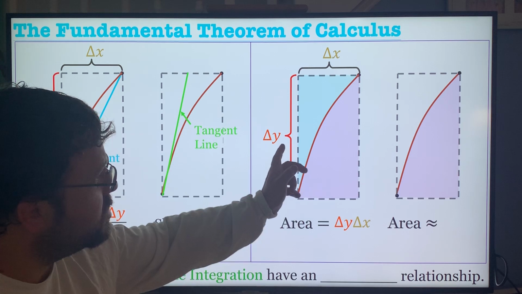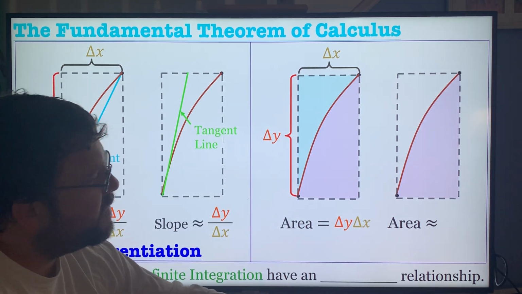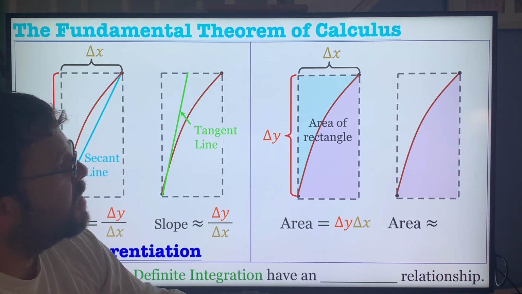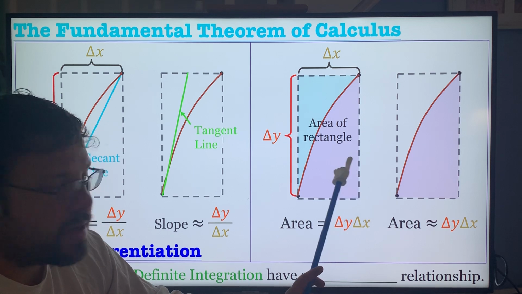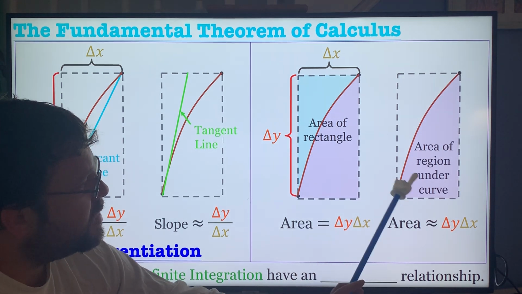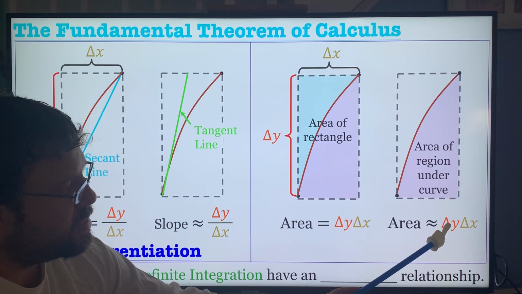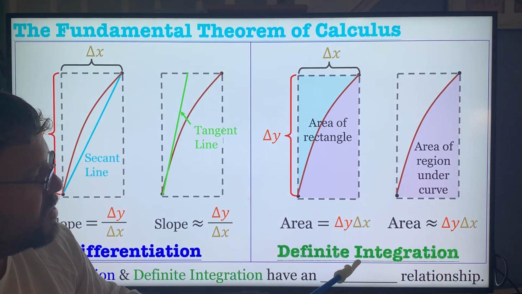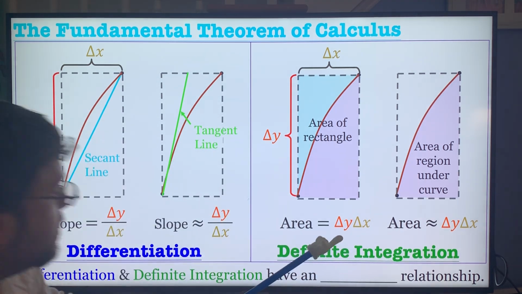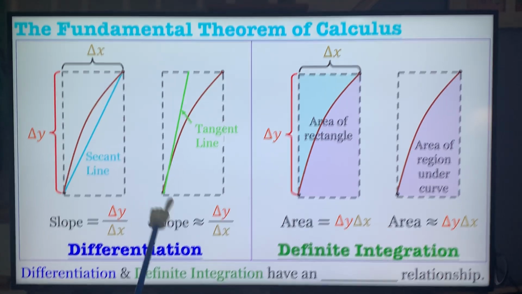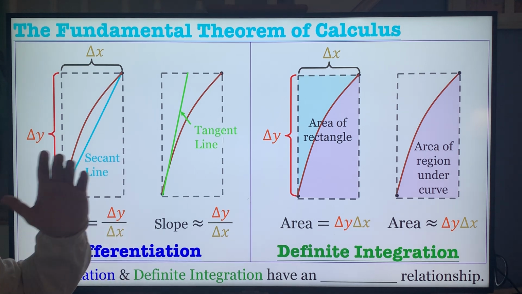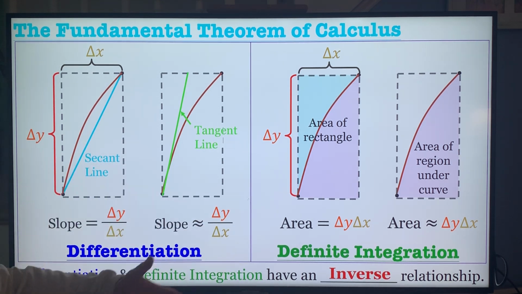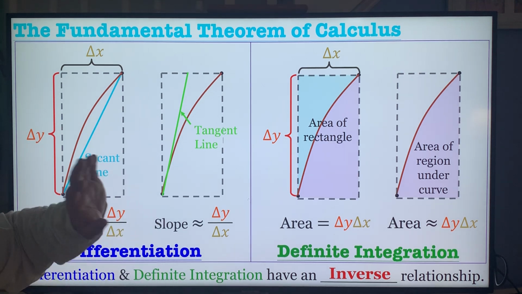You would multiply the two, length times width, okay? Now, if I wanted to find the area under the curve, this would be the area of the whole rectangle. In this case, it'd be a little bit less, but it'd be the area under a curve. That's why it's about multiplying. And this right here is your integration. Now, what you need to know real quick is what do you notice about the two formulas for slope and area? Differentiation and definite integration have what type of relationship do you think that is? If you said inverse, you are correct, because one's multiplication, one's division.